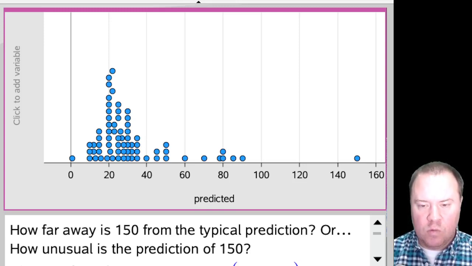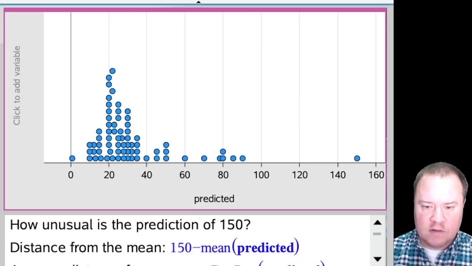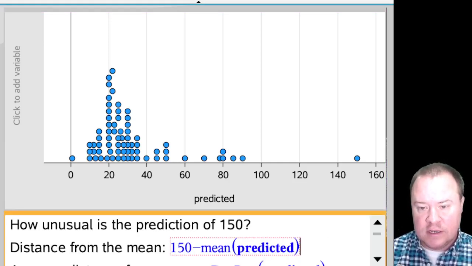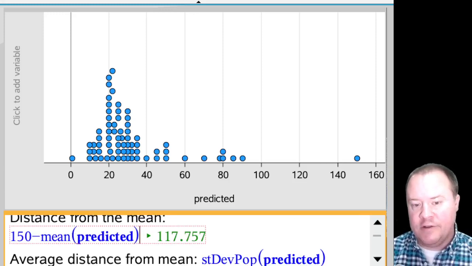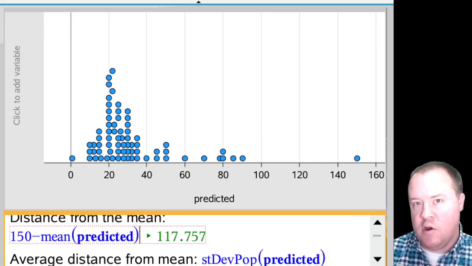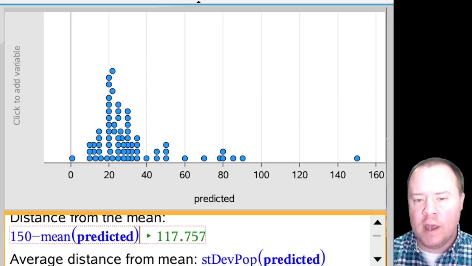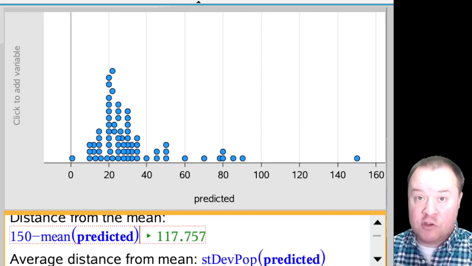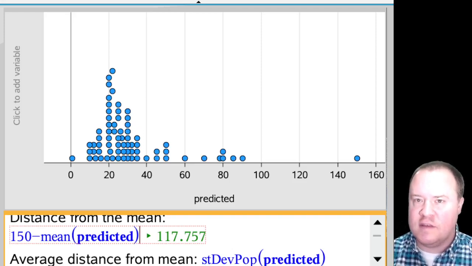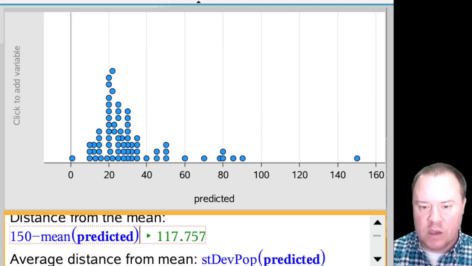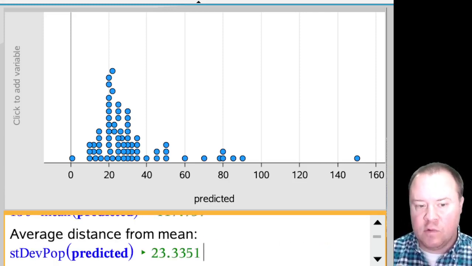Well, one thing we might do first is just say, how far away is it from the mean? In this case, we could simply subtract 150 minus the mean of the predicted scores, and we get 117. Okay, that's pretty far away. But then we might think, well, maybe it's really far away, or maybe it's not, if we didn't actually see this picture, right? So a way to quantify that is to first think about, what is the standard deviation? How much spread is there? We could take the standard deviation of the predicted values, and we get a value of 23.